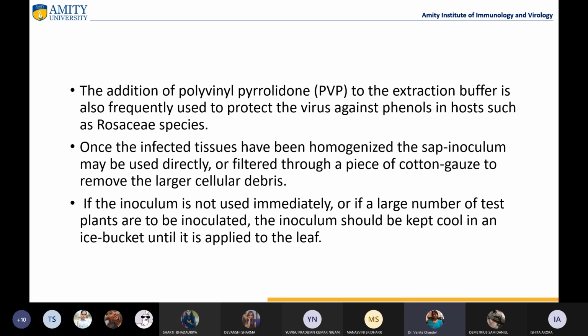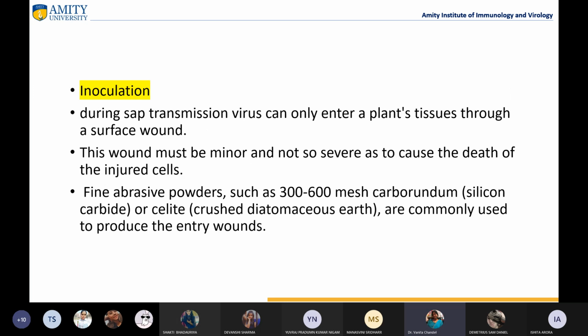So usually what happens? Glass houses are away from the labs. So usually the inoculum is prepared in the lab, and then we go to the glass houses outside in the field. So that inoculum, in a vessel, we take it in an ice bucket, a cool bucket, properly covered, so that a lower temperature is maintained. Then the next step is the inoculation.